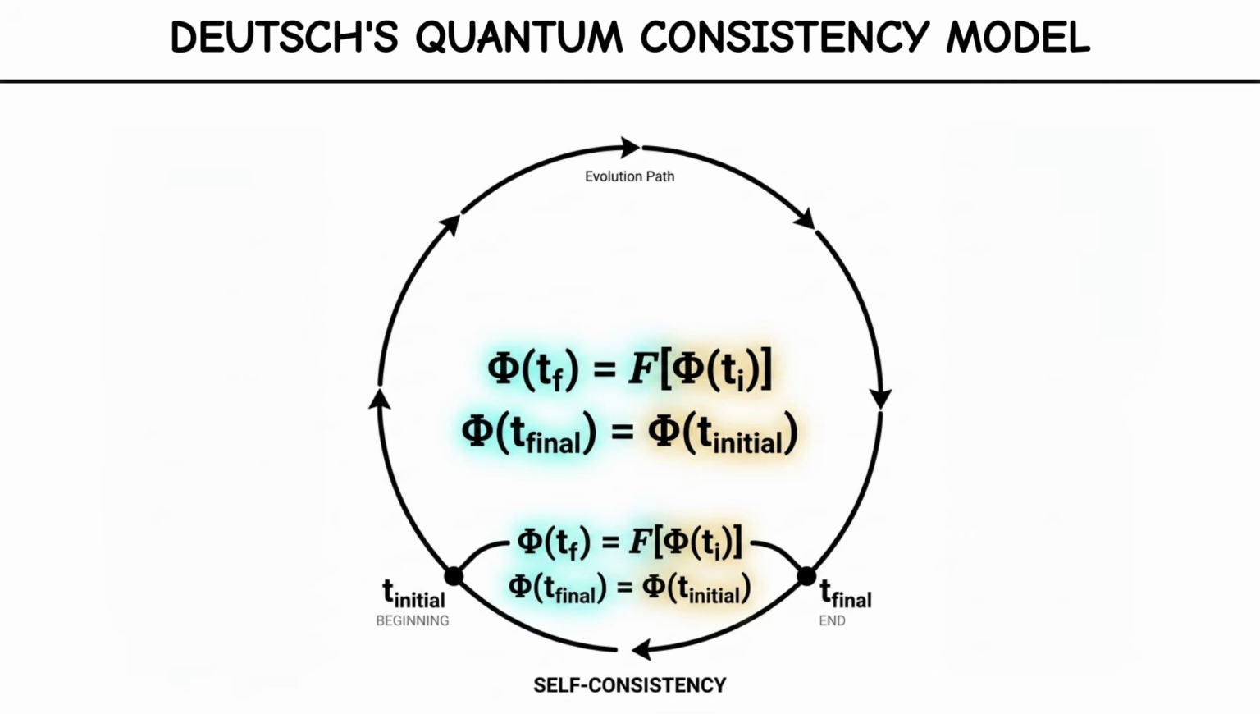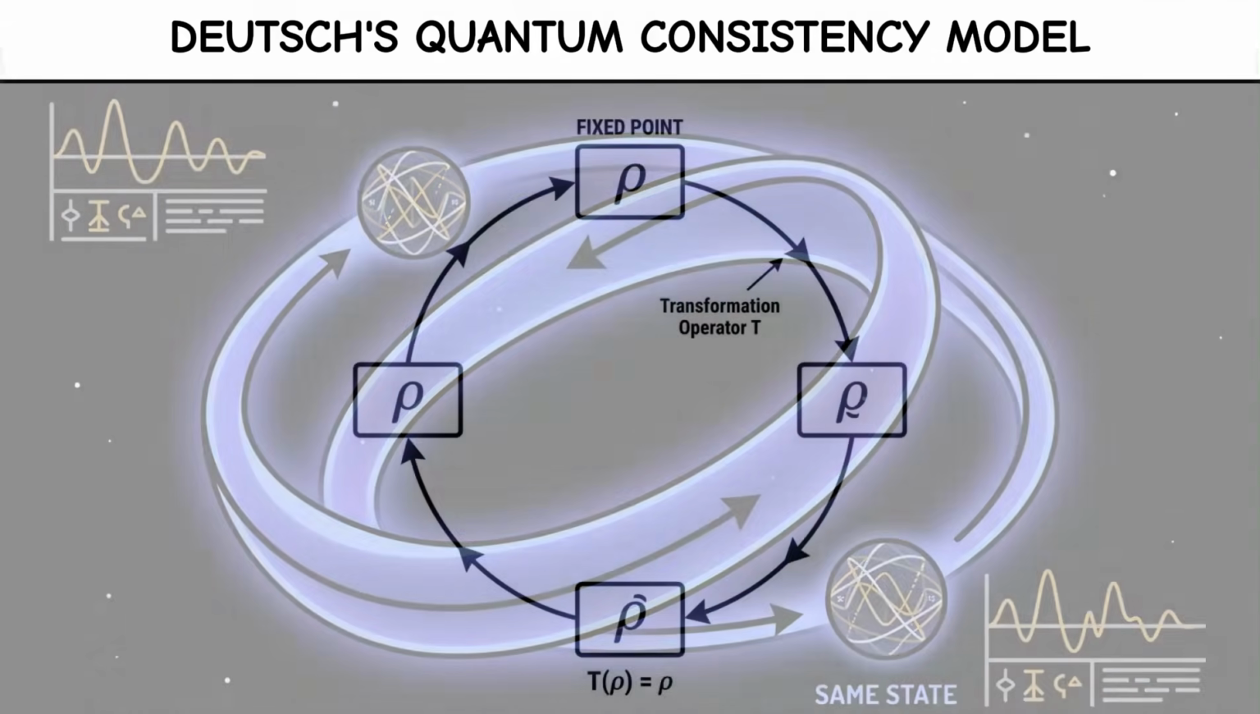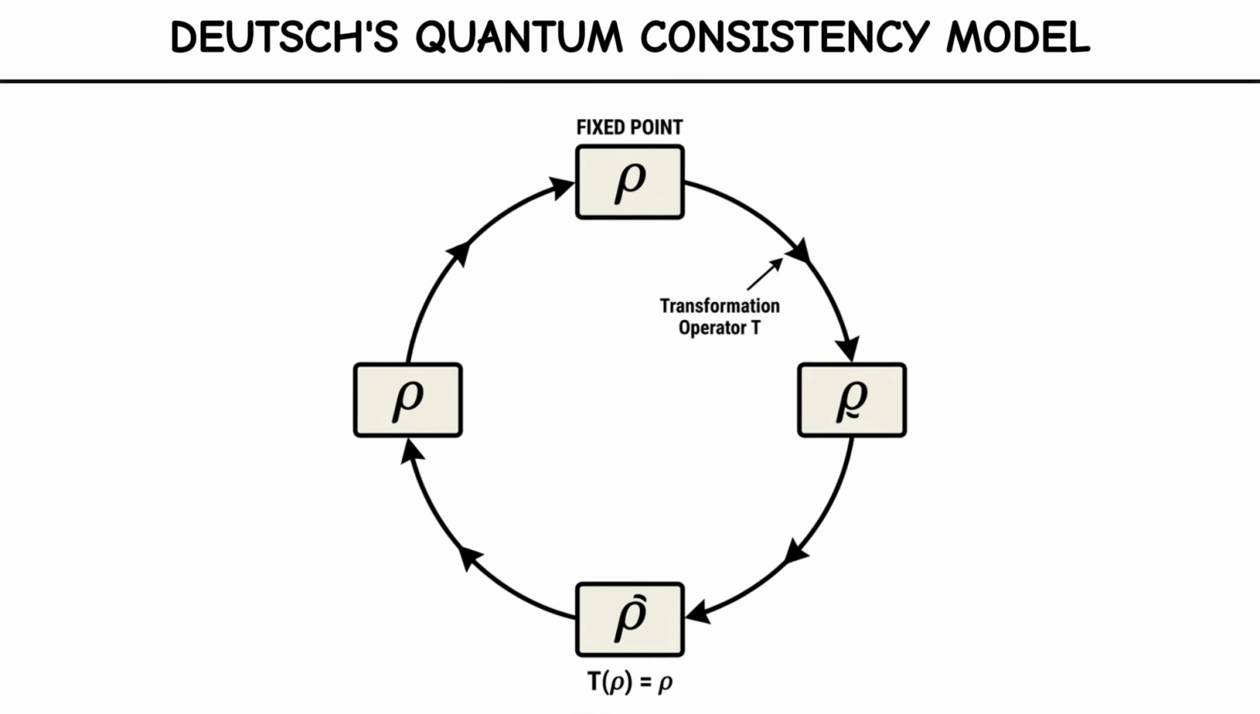Deutsch imposed a single mathematical requirement, called the self-consistency condition. Whatever quantum state exits the closed timelike curve and rejoins normal time must be identical to the state that originally entered it. Not approximately identical, mathematically identical, described by a density matrix that maps exactly onto itself after the loop.